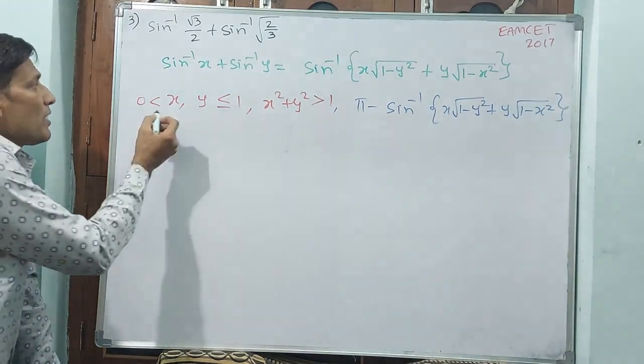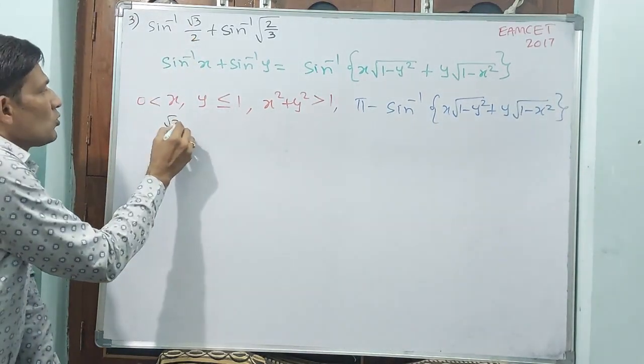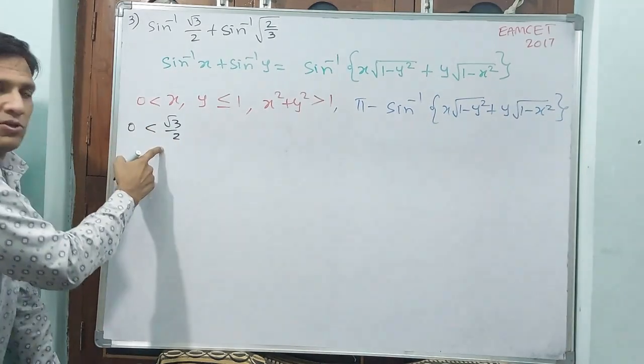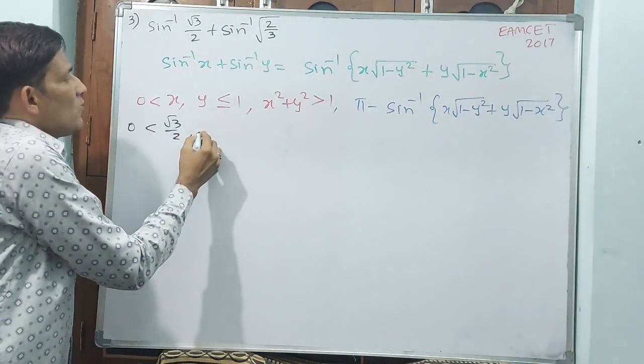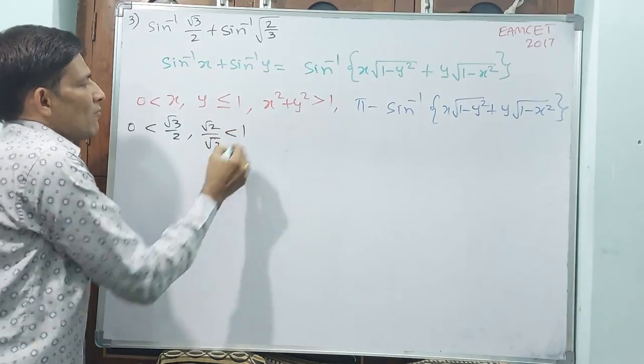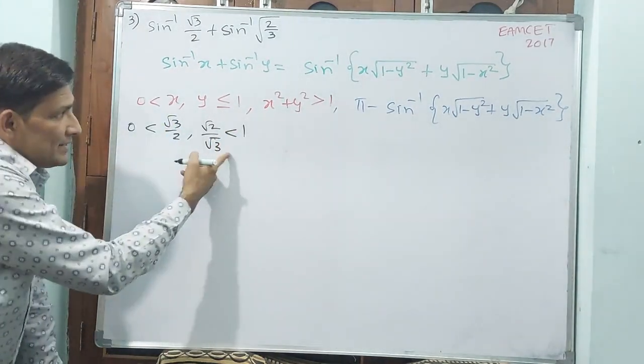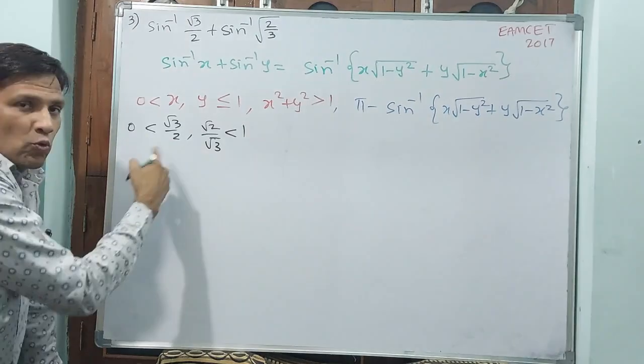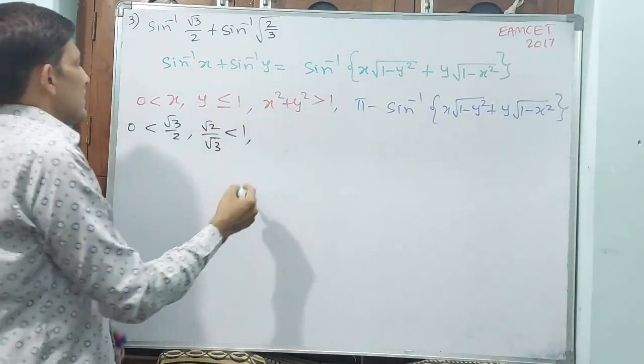Okay, now you see, root 3 by 2 is greater than 0. We know this is positive. Now, root 2 by root 3 is less than 1. Not equal to 1 but less than 1. Why? Because root 2 is less than root 3. Okay, now you go for this one.